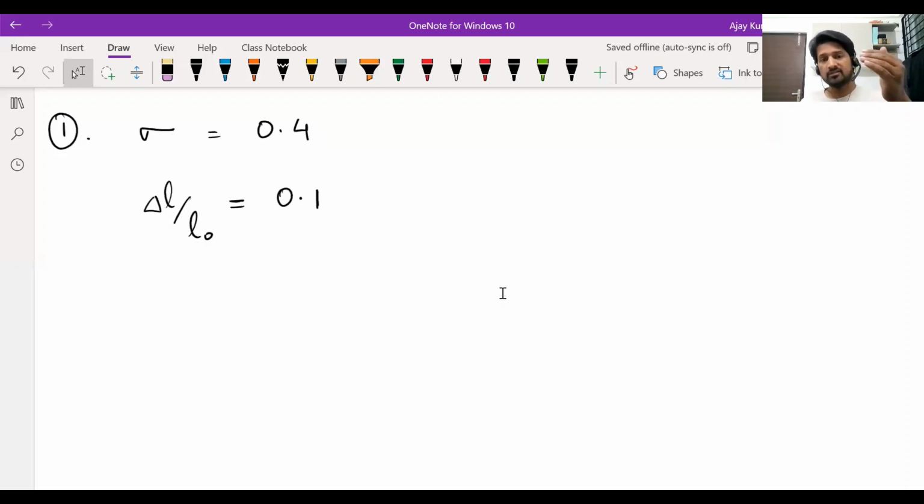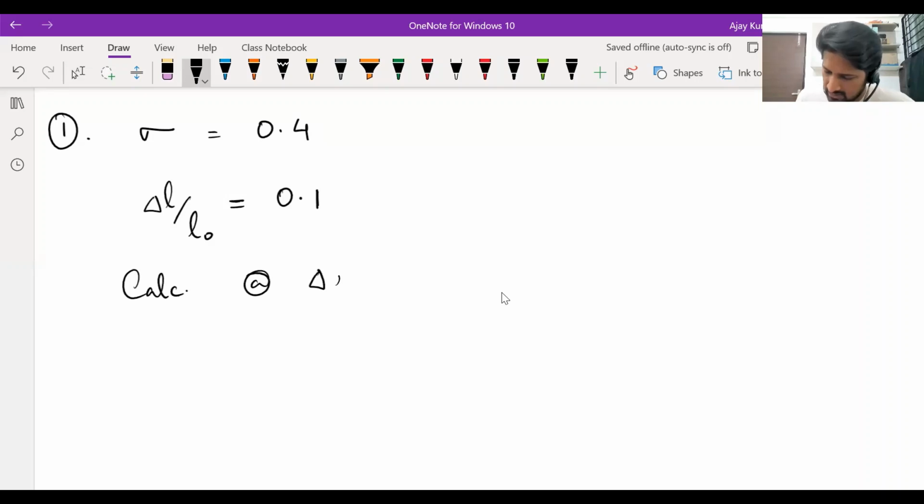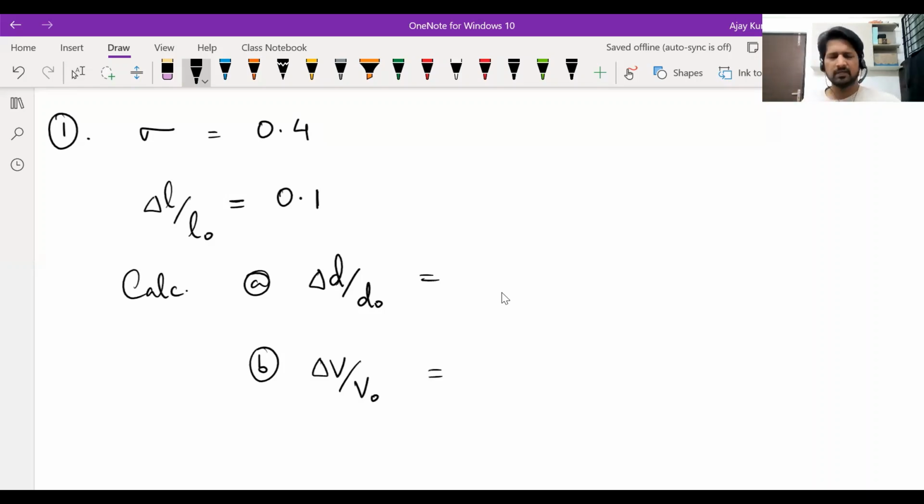Now, from Poisson ratio and relative change in length, you can find out the relative change in diameter. And if you know what is happening to length and diameter, you can tell what happens to volume. So I want you to calculate first the relative change in the diameter, and then based on that, the relative change in volume. And by multiplying with 100, you can tell the percentage change in volume also. Okay, do this, all of you. I'll give you 2 minutes.